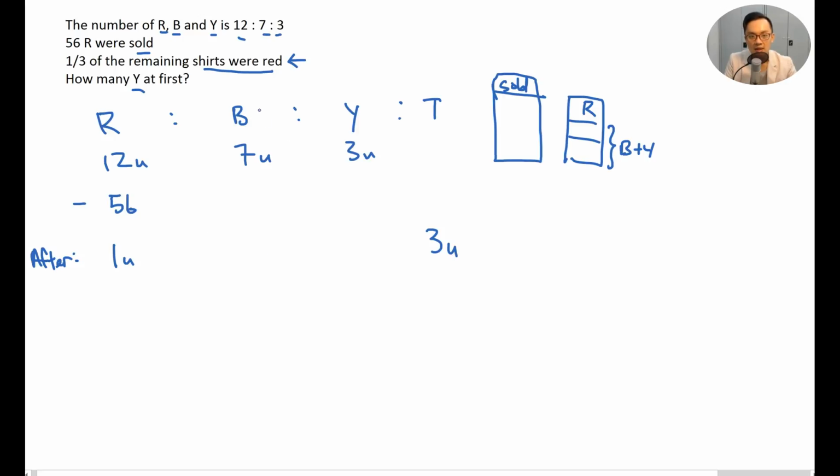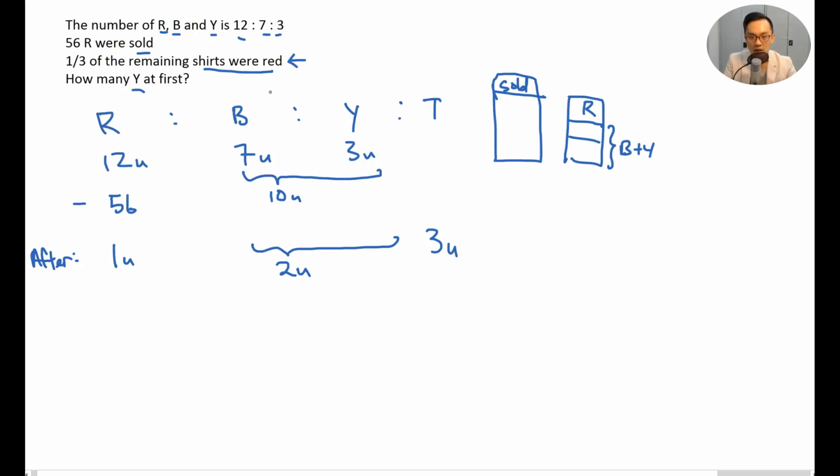But I know that I didn't sell any blue and yellow. So these two combined is actually 10 units. And these two combined is actually 2 units. All right, if you look at my model here, this is red. And these two combined, the other 2 units, is actually blue plus yellow. Okay, so blue plus yellow is 10 units, and this is 2 units.